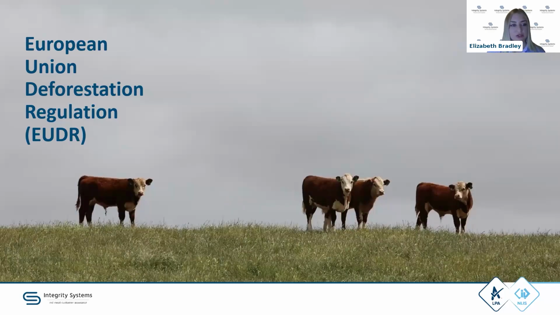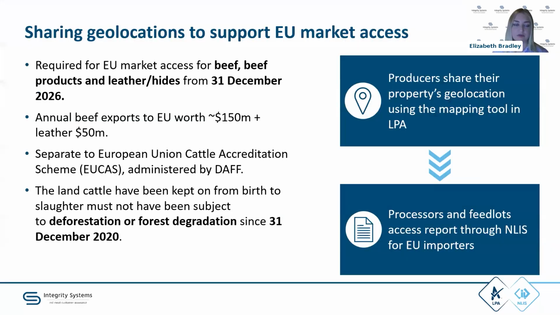Okay, so now on to the European Union Deforestation Regulation, which is a bit of a mouthful, or we call it the EUDR for short. And this applies if you are a cattle or a beef producer. The EUDR is a specific requirement that applies to beef and leather and hide products that will enter into the European Union from 31st of December this year.